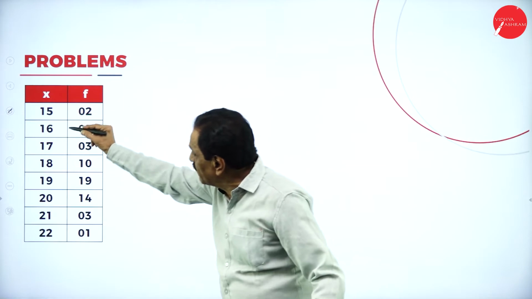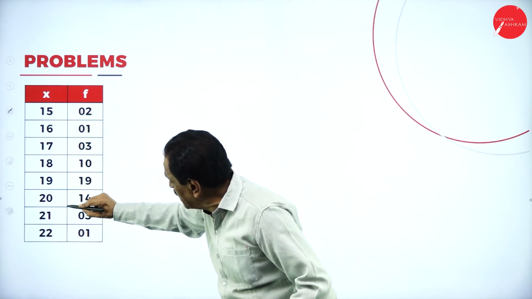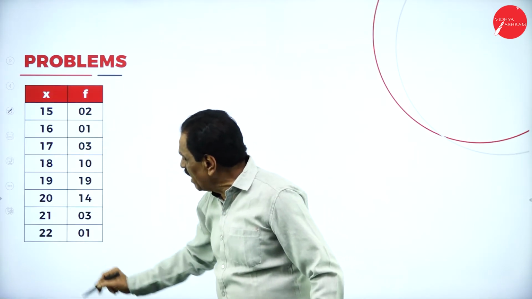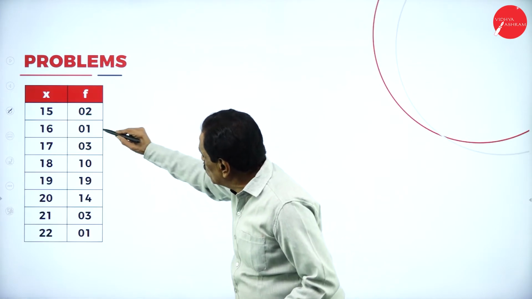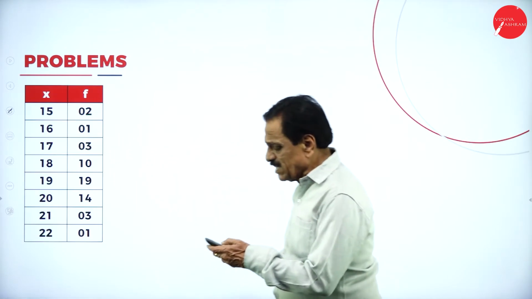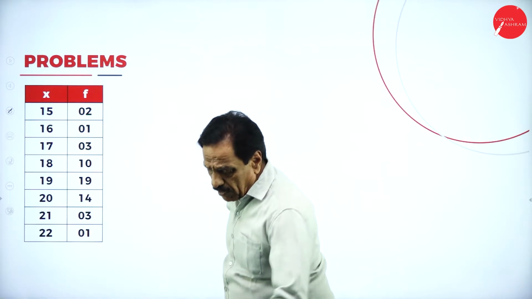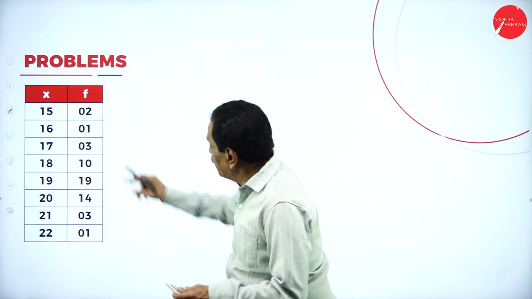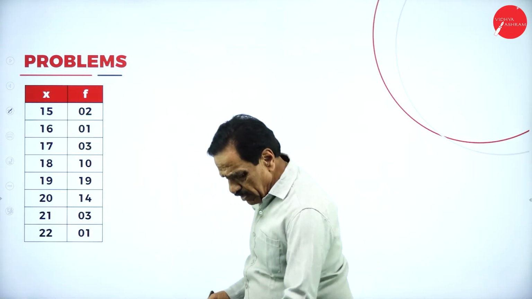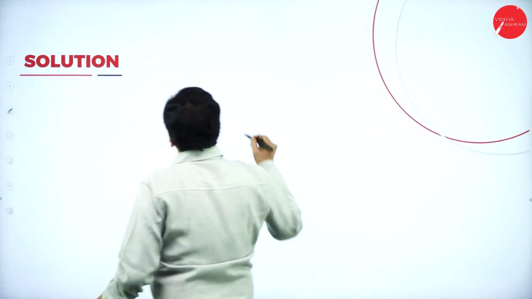Your next problem is 15, 16, 17, 18. Here all the numbers are single digit: 2, 1, 3, 10, 19. We'll go to that problem now. What is the first one? 15 to 22. We'll move on to this. x.